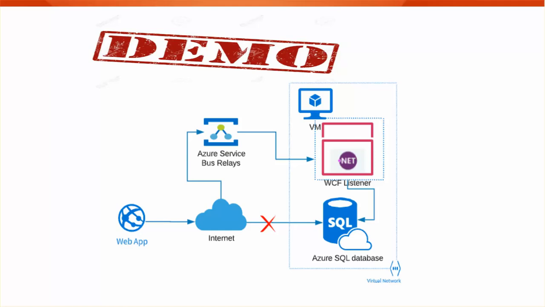The web app calls the Service Bus Relay. Service Bus Relay then calls the WCF listener, which is inside the VNet. And then that WCF listener communicates with the SQL instance. Because they are sitting inside the same network, the accessibility is possible. Now, once the data is extracted by this WCF listener from the SQL database, it pushes it back to the Service Bus Relay. Service Bus Relay then pushes it back to the web app. So that's in a nutshell what we will be seeing in the demo.